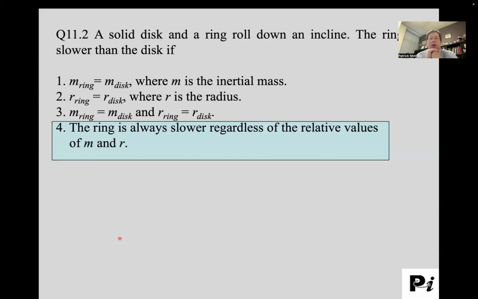All that matters is how the mass of the object is distributed relative to the rotation axis. The more of your mass you have concentrated on the rotation axis, the less it contributes to rotational inertia, and you're going to have a higher proportion of your kinetic energy in translation as opposed to rotation. So for any mass and any radius, a ring is always slower than a disk, and a disk is always slower than a solid ball, for example.